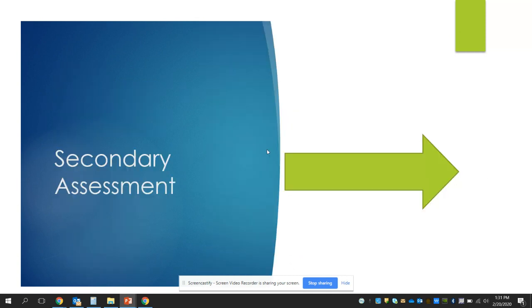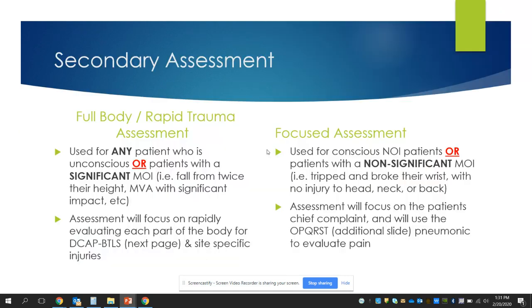Now that's going to bring us down to the secondary assessment. This is where it gets really important. So there are 2 types of secondary assessments. And so one of those is a full body rapid trauma assessment. The other one is a focused, or you can call this a medical assessment. All right. And so every type of patient will fall into one of these 2 categories, and we need to make sure we know which one.